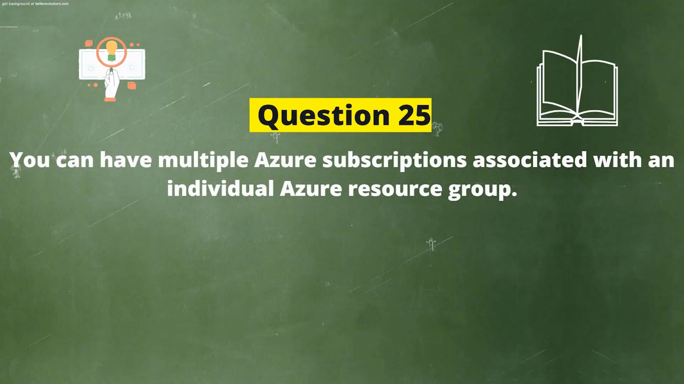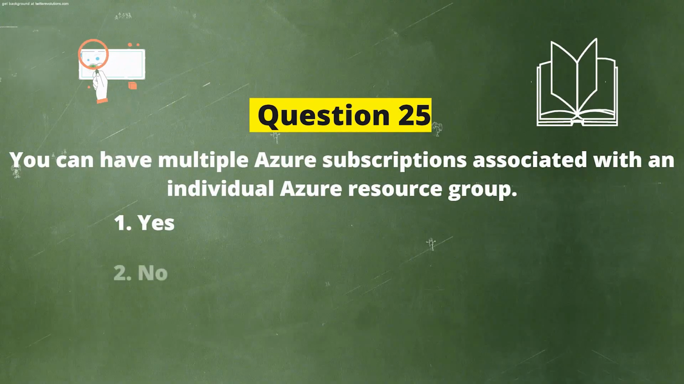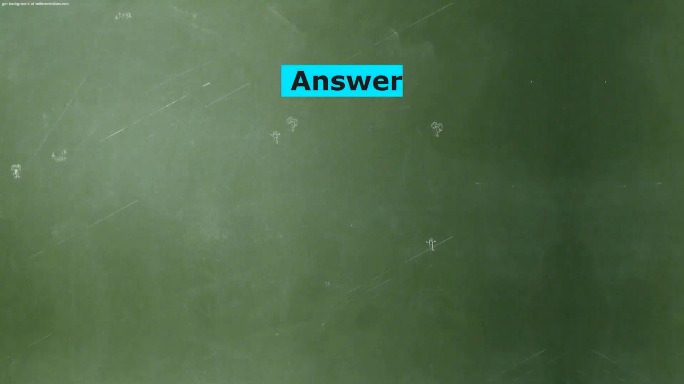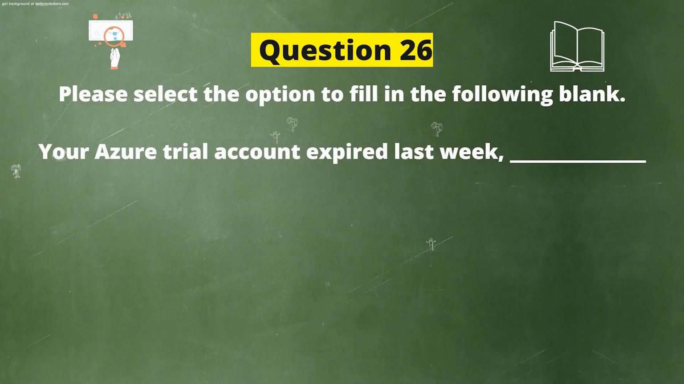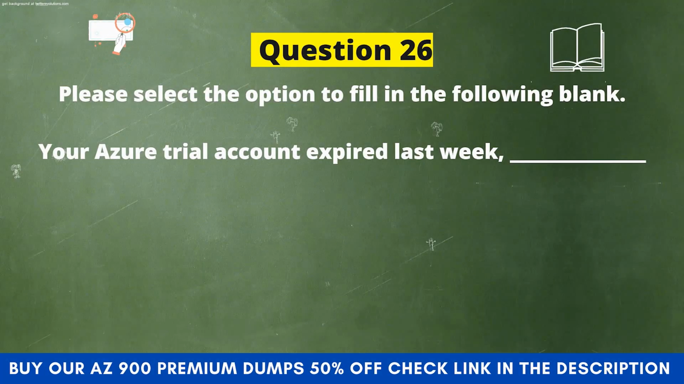Next question. You can have multiple Azure subscriptions associated with an individual Azure resource group. Is it yes or no? And the correct answer is, it is no. Explanation. The correct answer is no. A single Azure subscription can contain multiple Azure resource groups, a one-to-many relationship, whereas resource groups belong to only one subscription, a one-to-one relationship.